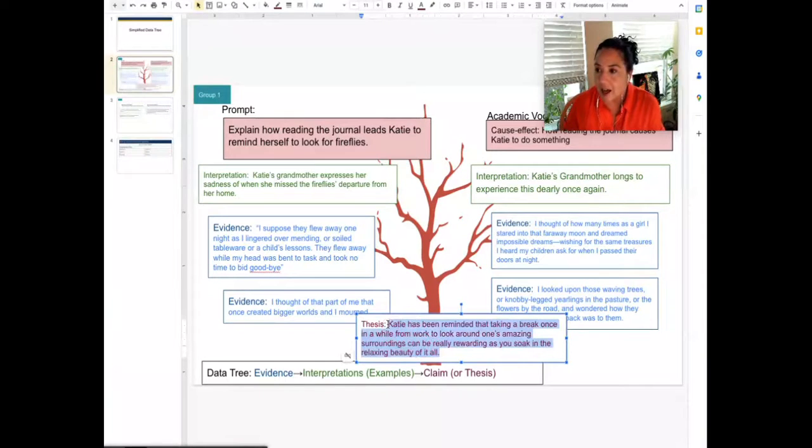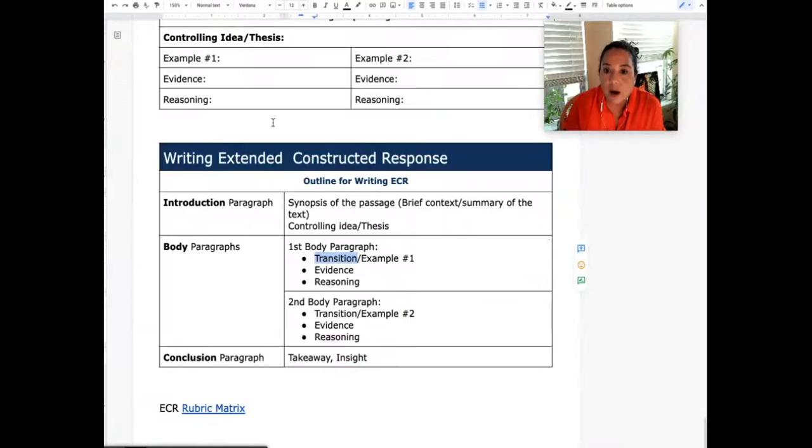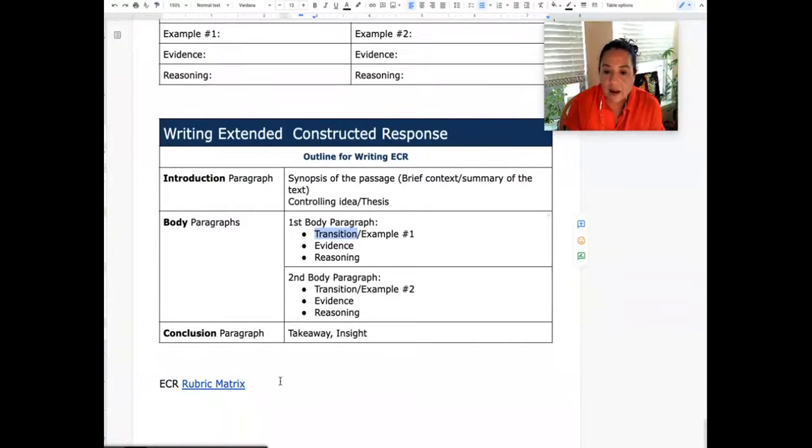Those connections help me explain to the reader of my essay where I'm going with these interpretations, help me push that line of reasoning. And that's where transitions can really help. So on the essay, we can start asking students to add transitions between big ideas, and then also make sure that they are adding a conclusion paragraph with some takeaway or insight reinforcing that controlling idea or thesis.